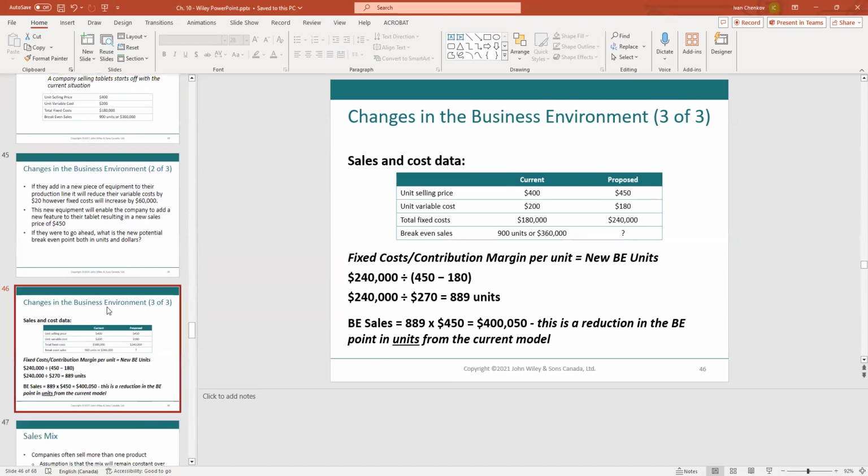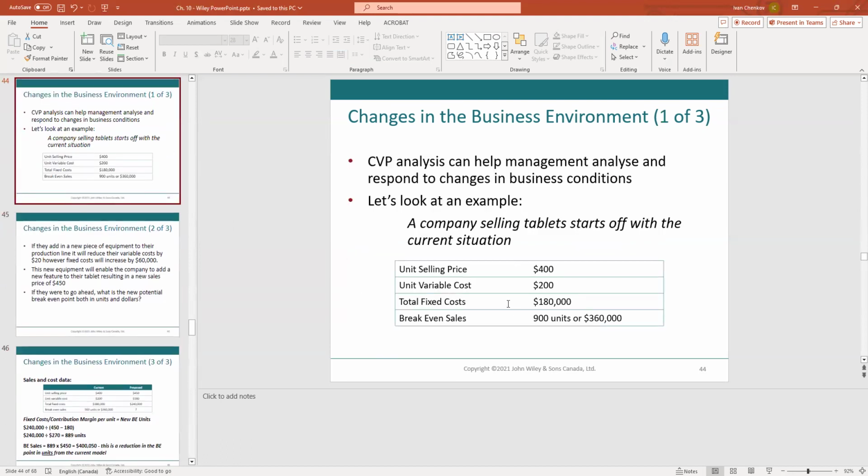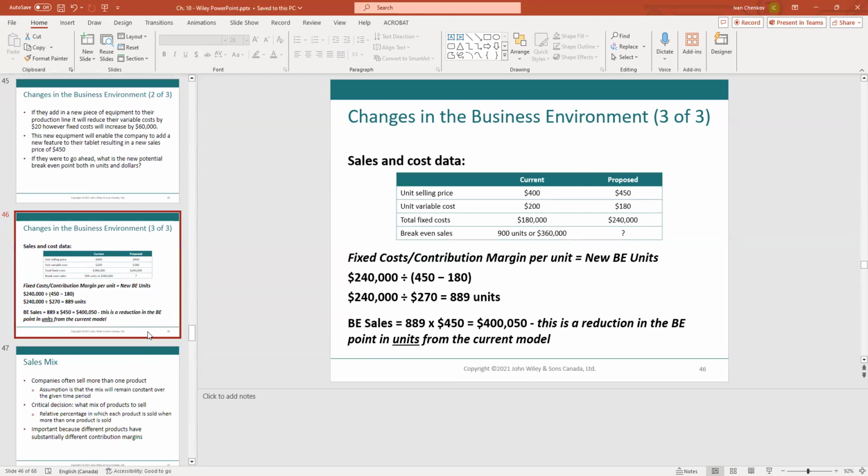So once we're selling 889, are we in a better situation than we used to be? We used to need to sell 900. Now we reduce our break even to 889. Is that good for us? Is it good when we're reducing the number of units to reach the break even? Yes. Why? Because we're reaching break even faster. Make sense?